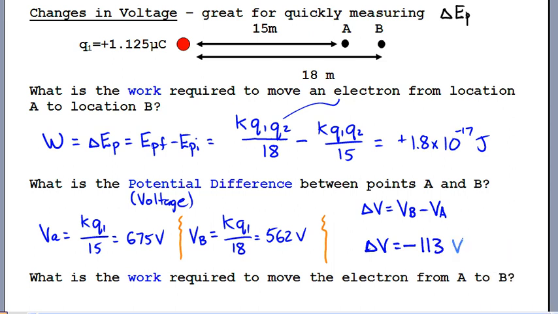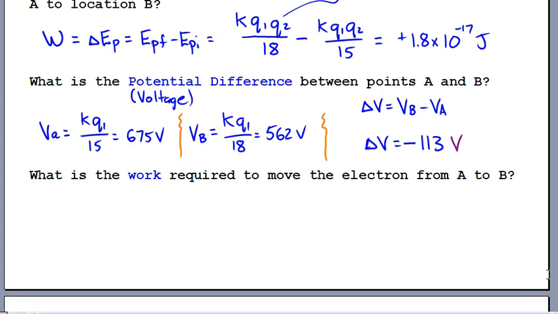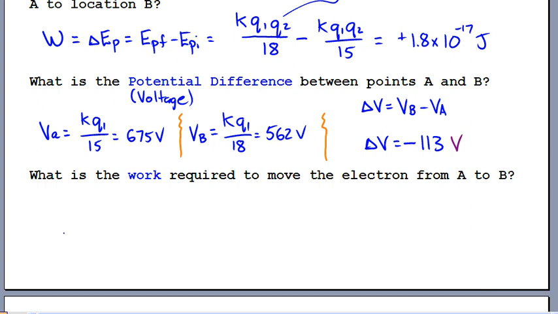And at first glance, we might be looking at that going, well, how is that helpful? Like, it just sounds like we've just made a whole bunch of work for ourselves trying to come up with this value. But I want to show you how this change in voltage of negative 113 volts can actually speed things up. So here's the same question again. What's the work required to move the electron from A to B? Okay, well, looking at that story, that equation at the top of the page, it looks like we just have to find changes in potential energy.